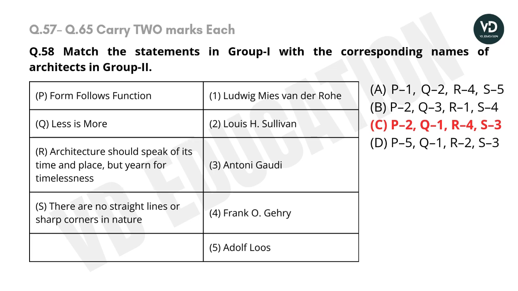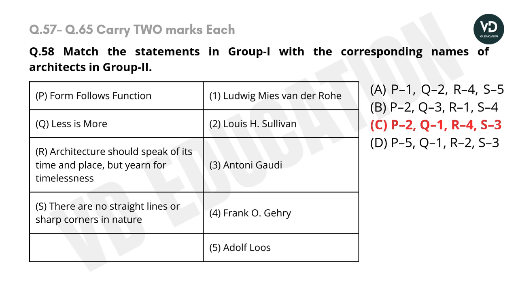Options they have provided: P. Form follows function. Q. Less is more. R. Architecture should speak of its time and place but yearn for timelessness. S. There are no straight lines or sharp corners in nature.